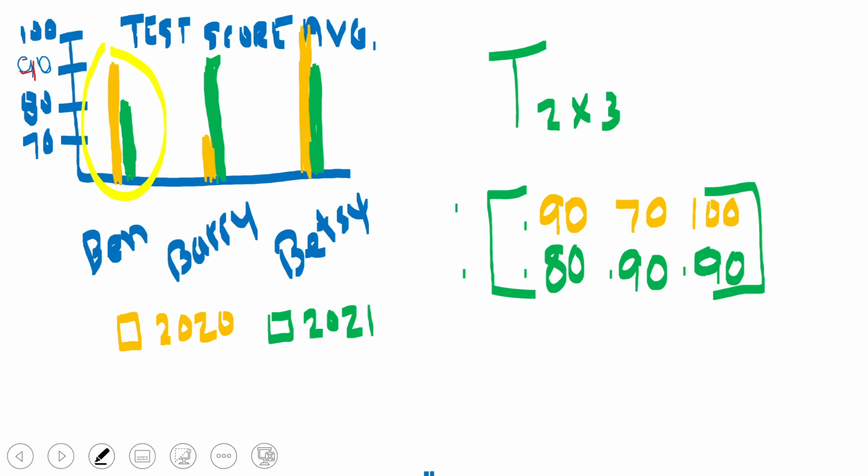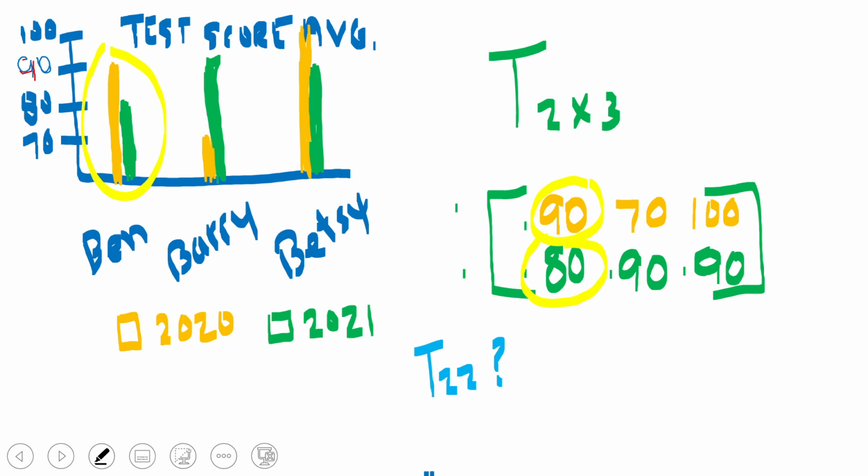Look that over. So what if you're asked what the value of T22 is, that element. And what does it mean? Okay, so T11 is our first element. T21 is our second row, first element.